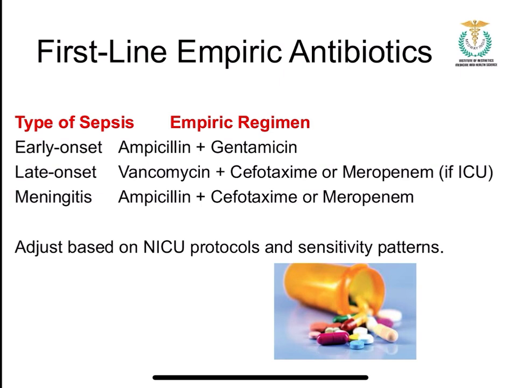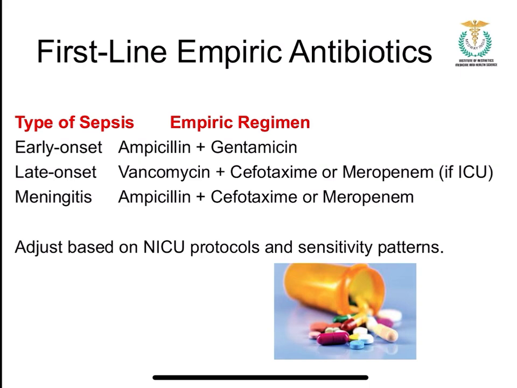Or if the baby is in an ICU, the infection seems severe. If there is brain involvement, you can start cefotaxime or meropenem. Ceftriaxone is normally not started in neonates. You start cefotaxime. Both of them have the ability to cross the blood-brain barrier, and hence they are used. In a child you're suspecting meningitis, a good combination to start would be ampicillin plus cefotaxime or meropenem.